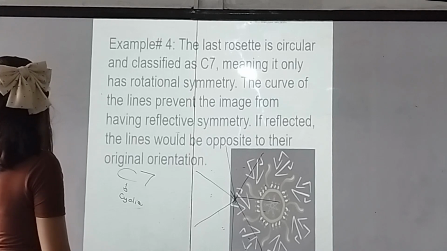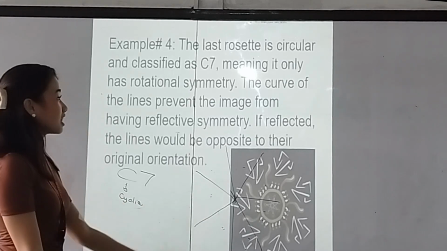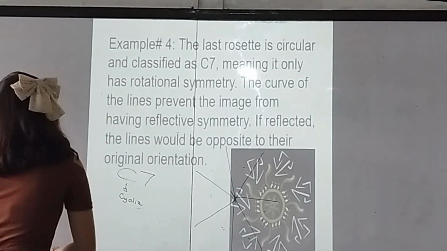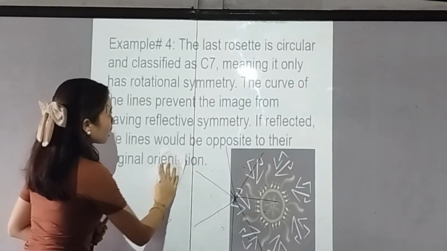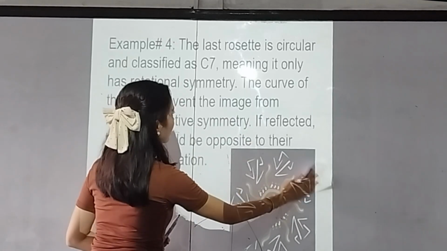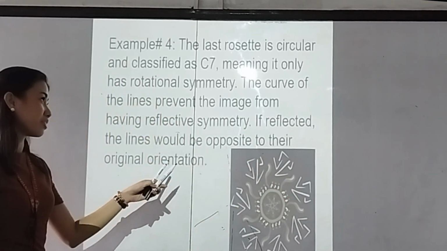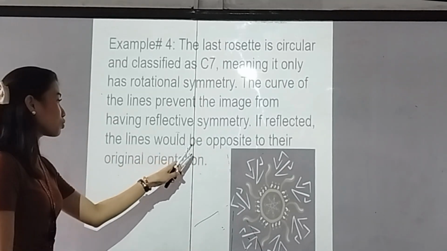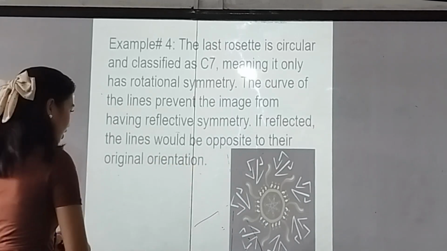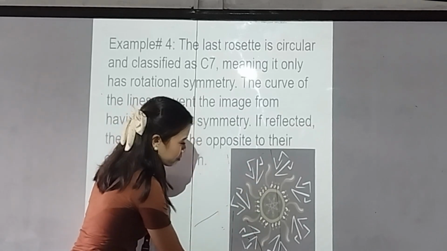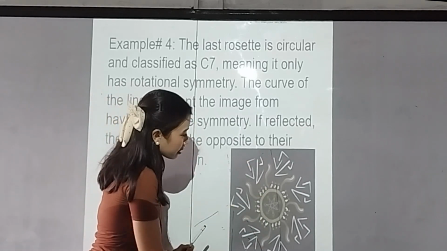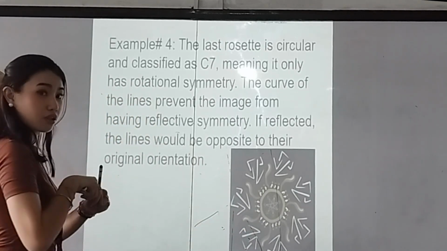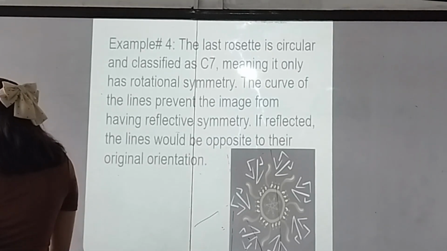Next, we have the last Rosette. It is still circular and classified as C7, meaning it only has rotational symmetry. The curve of the lines prevents the image from having reflective symmetry. If reflected, the lines will be opposite to their original orientation. So if we fold this picture in half, it will not be the same as the original orientation.